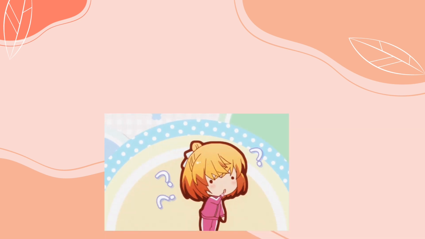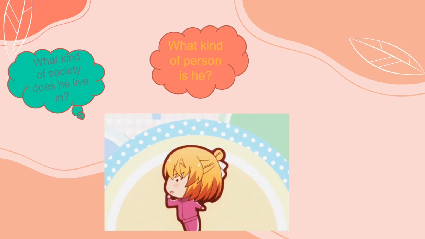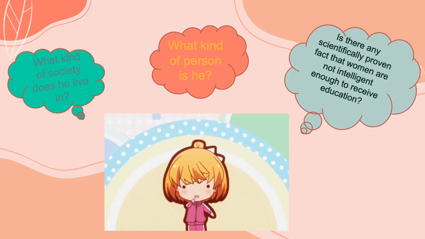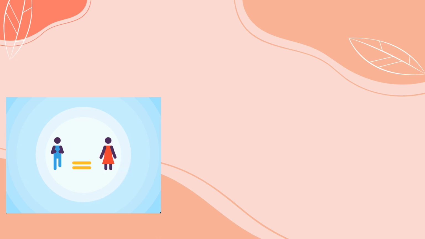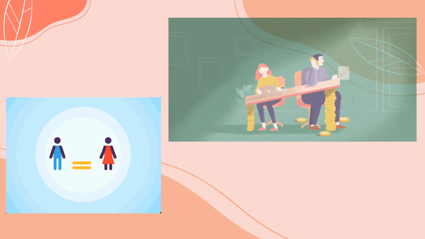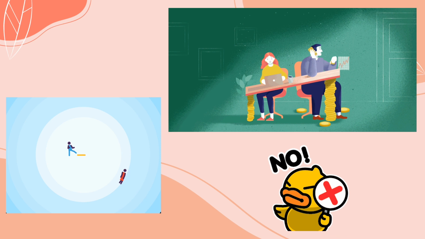To find out how acceptable or how true the claim is, we should ask ourselves some simple questions. What kind of society did Long On Tong live in at that time? What kind of person is he? Is there any scientifically proven fact that women are not intelligent enough to receive education? First of all, he lived in a society where they value men over women. The belief that men are superior had already been carved very deep into his roots. Given only these two indicators, it is certain that his claim is not credible.